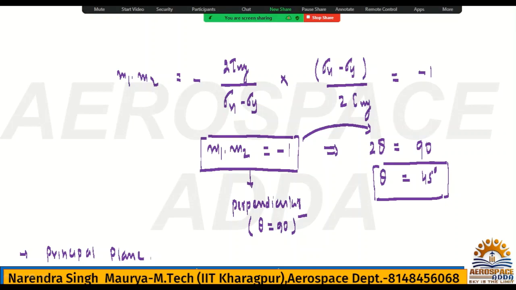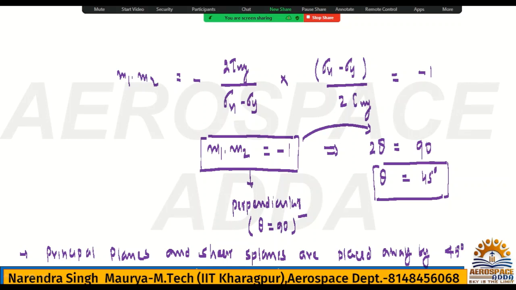Planes, because two principal planes we have. So principal planes and shear planes are placed away by 45 degree. This is for 1 mark, you always remember this.